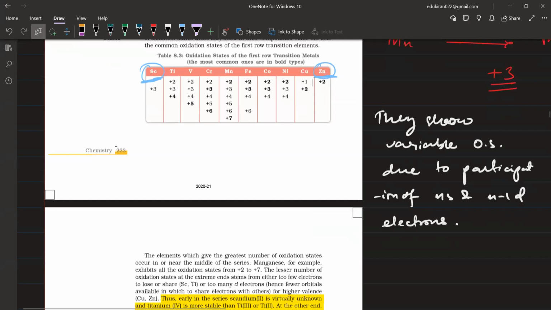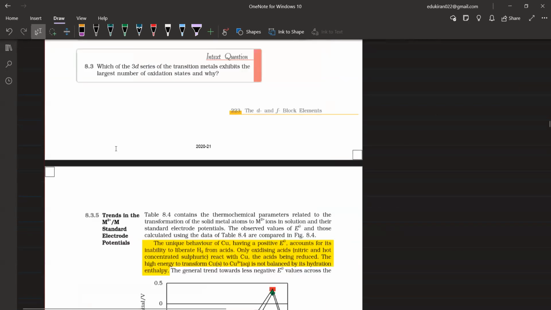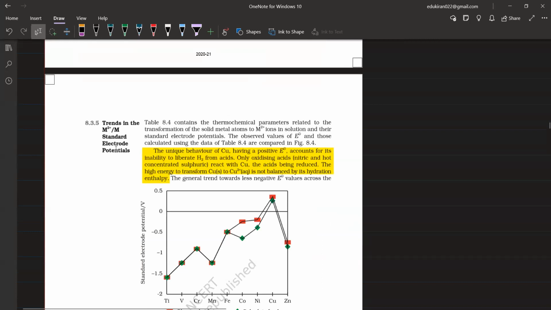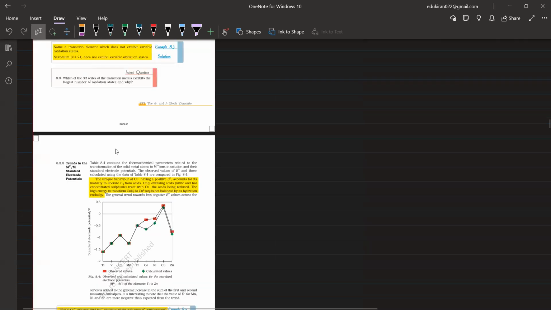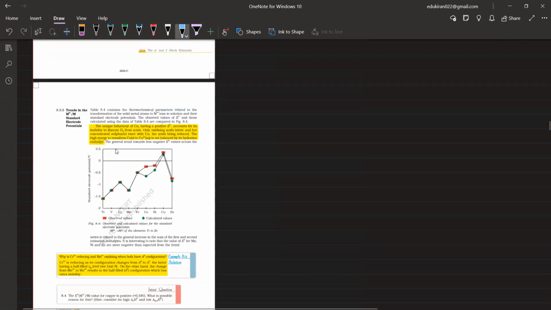Okay. Now trends in the standard electrode potential. This is important. What is standard electrode potential? We have done electrochemistry, so we know that standard electrode potential is what? Standard reduction potential. Okay, it is what? Standard reduction potential. Now, हम लोग SRP नहीं समझेंगे, ठीक है ना?